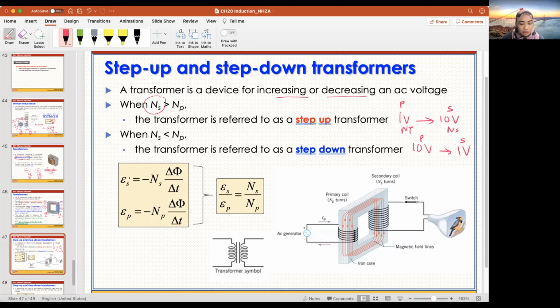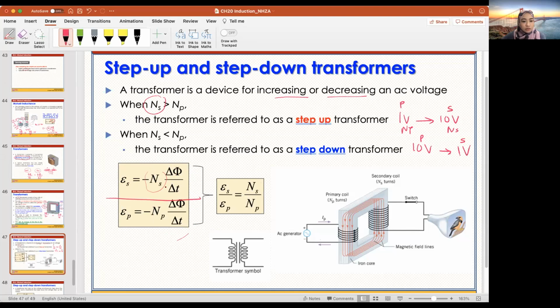What is this? Okay, so this is the induced EMF for primary. This is the EMF for the secondary. Okay, dia nak cerita pasal ratio. Okay. So when we have these two equations, EMF for secondary is NS times the change in magnetic flux. EMF for primary equals minus NP times the change in magnetic flux.